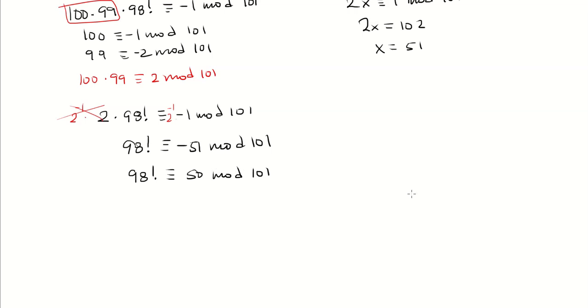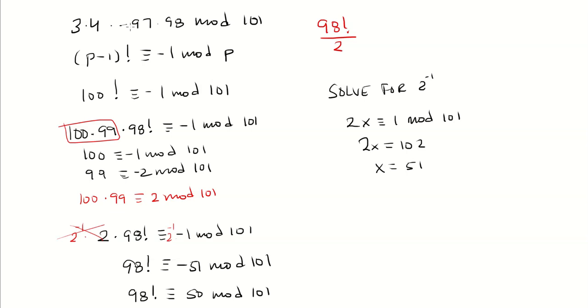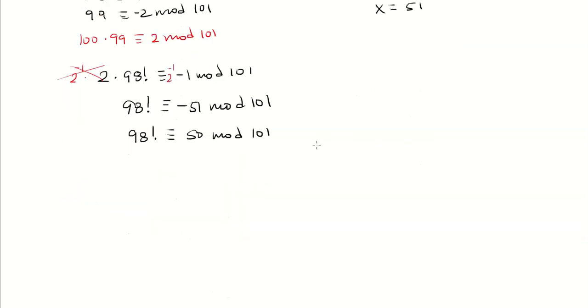Now finally, we need to divide by 2, because that's what we said this was equivalent to in the original problem. So we have to again multiply by the inverse of 2, or you can think of this as multiplying by 1/2. It doesn't matter how you think about it. On the left side, we have 98 factorial over 2, and then we're just going to take half of 50. That's going to be 25.